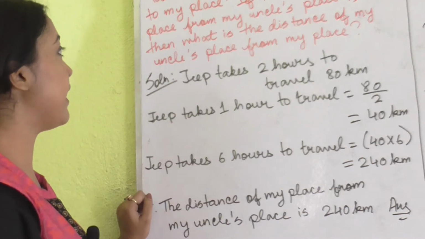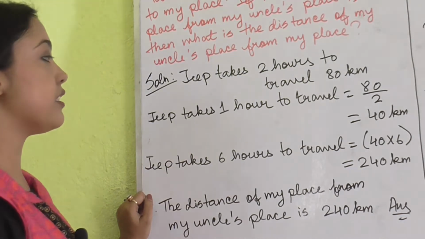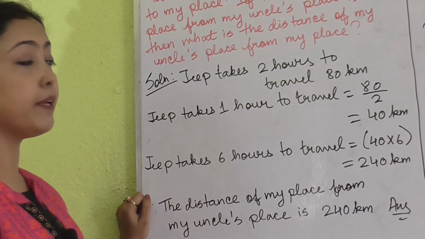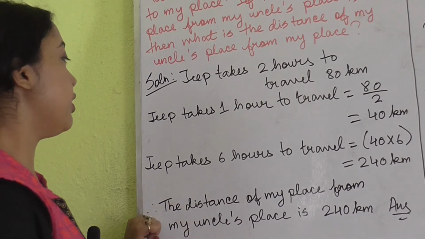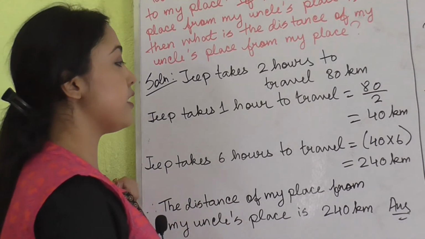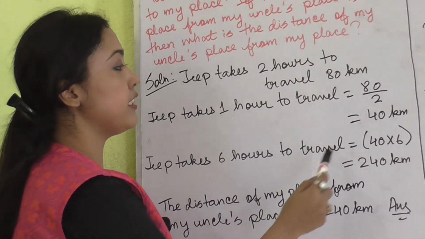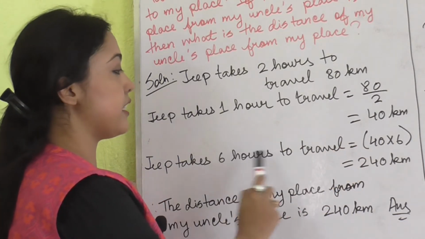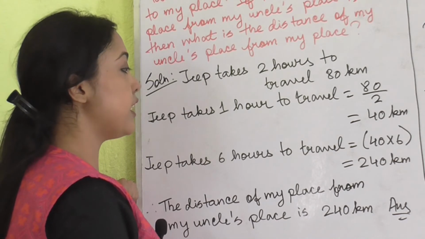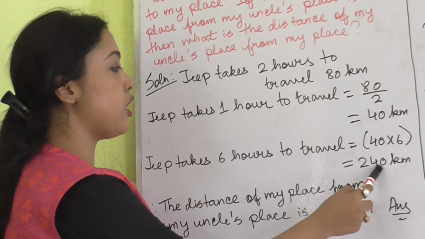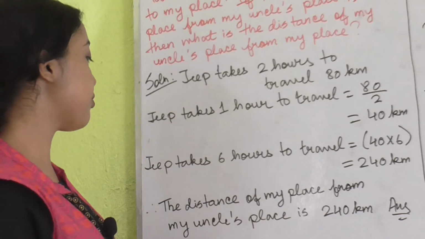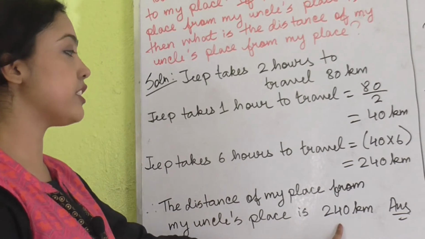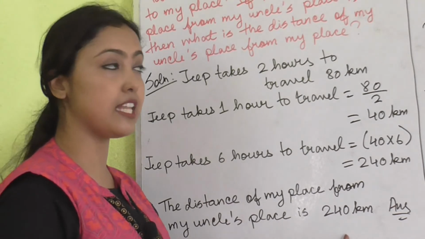Now you have to find out how much distance has been covered by the jeep in 6 hours. How will you find out? The 40 into 6, that is 240 kilometers. So the jeep will cover 240 kilometers in 6 hours, and the distance of my place from my uncle's place is 240 kilometers. I hope this problem is clear to you.